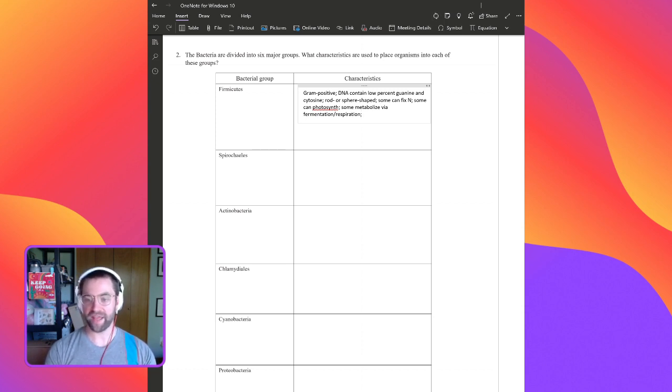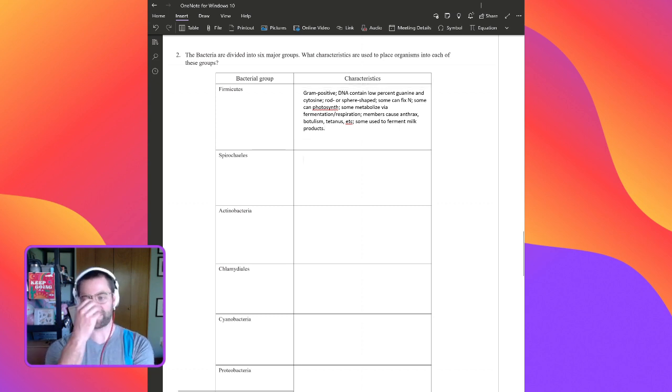Members of this group cause anthrax. These are examples again. Botulism. If you've ever eaten expired canned foods or canned foods with a crack in the seal, it's a good way to get botulism. Tetanus. And some are used to ferment milk products. So we think of these things often in terms of good and bad, useful or not useful, but it's rarely that simple.